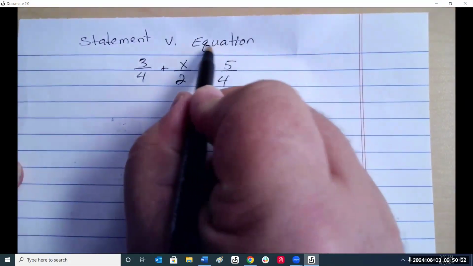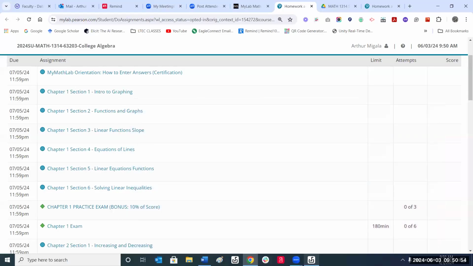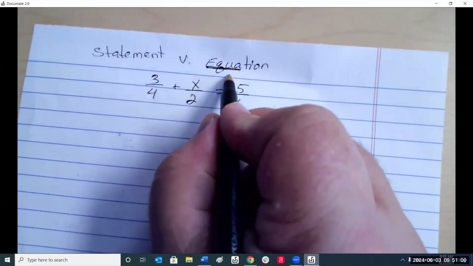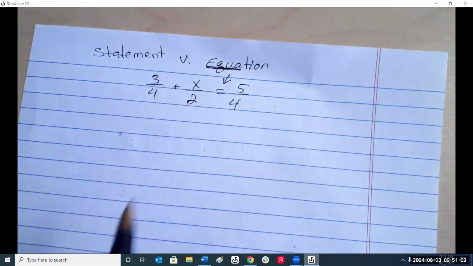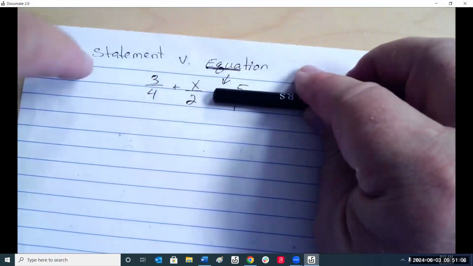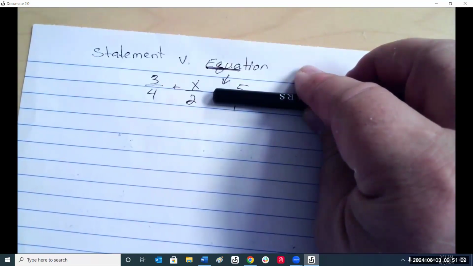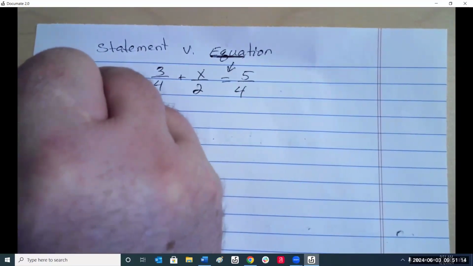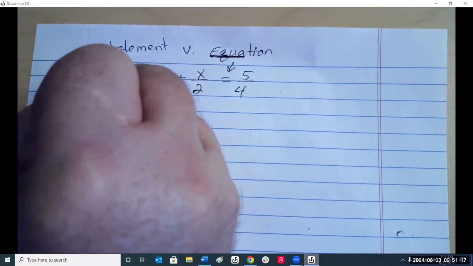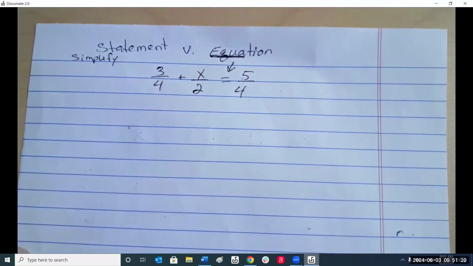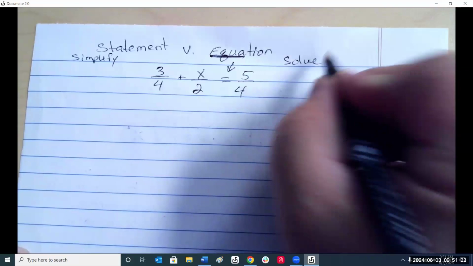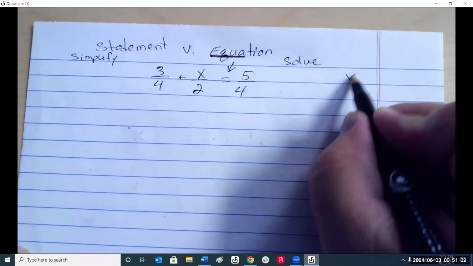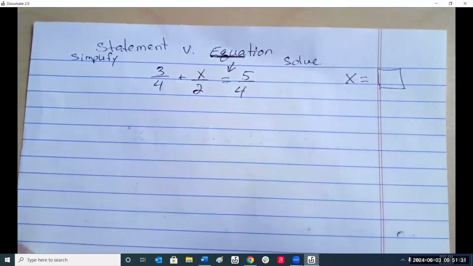Do we have anything in this equation that starts with those 4 letters? Yeah. If there's an equal sign, it's an equation. If it's just this side, that's a statement. And with statements, you simplify, combine like terms. Equations, you solve. So whenever you have a variable and an equal sign, you're not done until you solve.